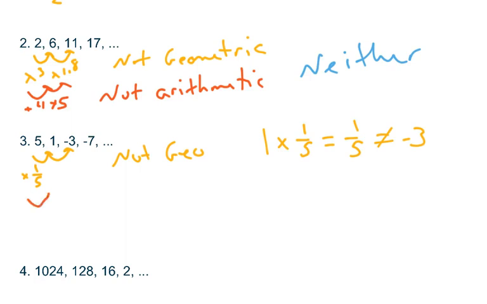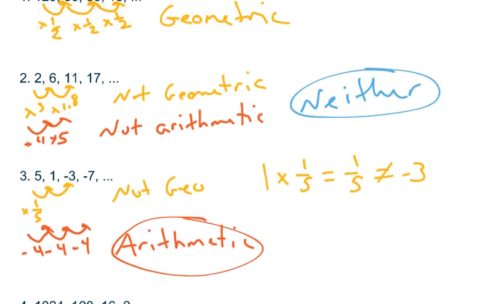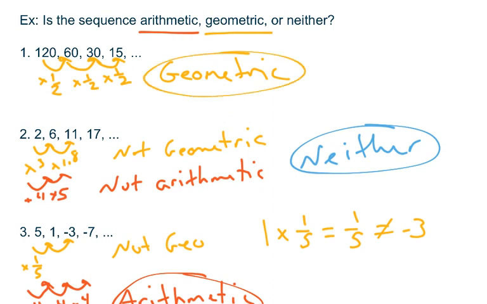So from 5 to 1, that would be subtracting 4. 1 to negative 3, subtracting 4. We have some promise here. And from 3 to negative 7, hey, that's subtracting 4 again. So this sequence, number 3, is arithmetic. We have a common difference between each term in the sequence. Okay, so arithmetic for number 3, neither for number 2, and geometric for number 1.